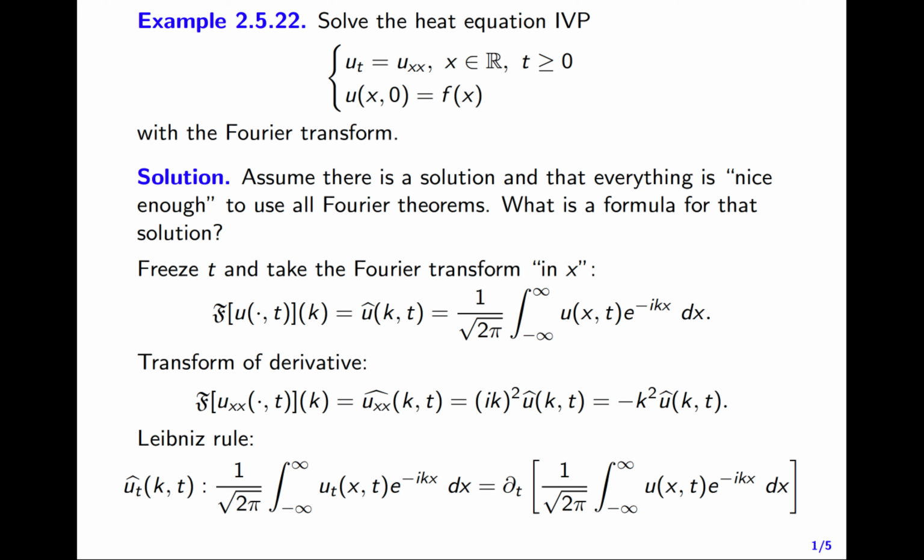That is the t derivative on 1 over root 2 pi, integral from minus infinity to infinity of u of x,t e to the minus ikx. So that's the t derivative on the Fourier transform of u. In other words, partial t on u hat at k,t.